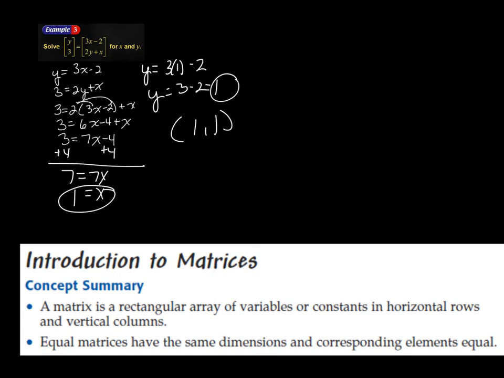A matrix is a rectangular array of variables or constants in horizontal rows and vertical columns. Equal matrices have the same dimensions and corresponding elements are equal.